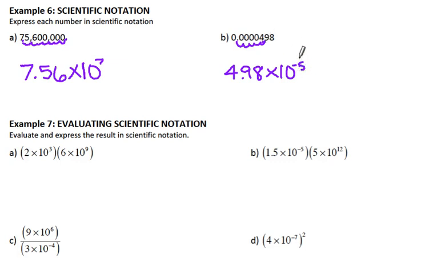So this exponent is negative because we were dealing with a really small number, so we were dealing with a decimal. This exponent over here is positive because we are dealing with a really, really big number.